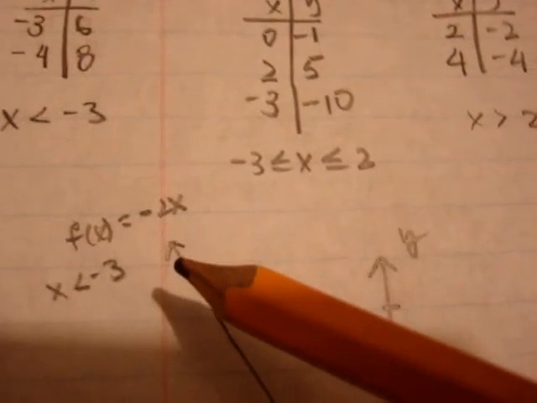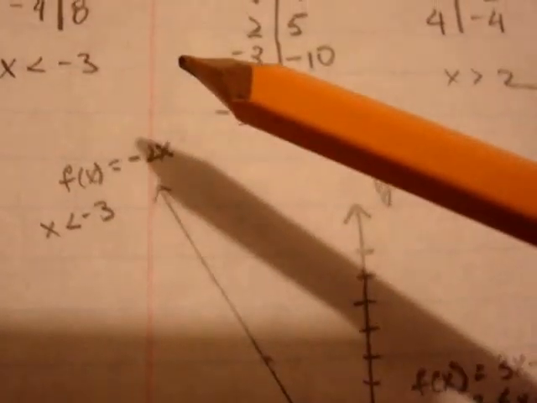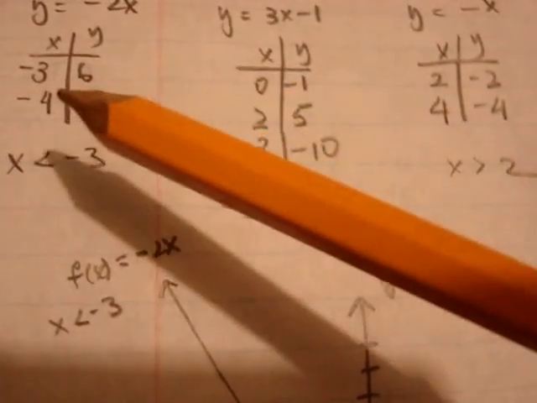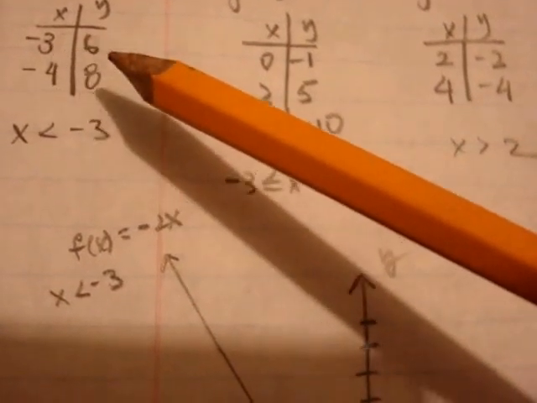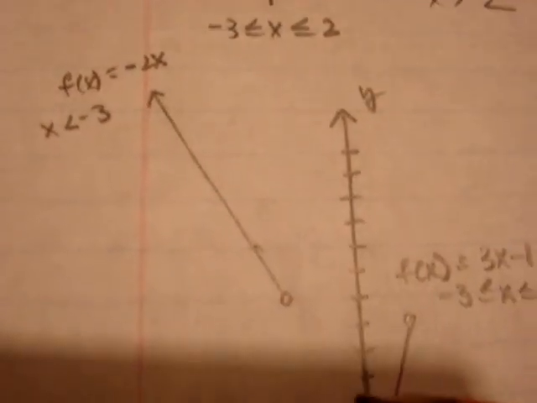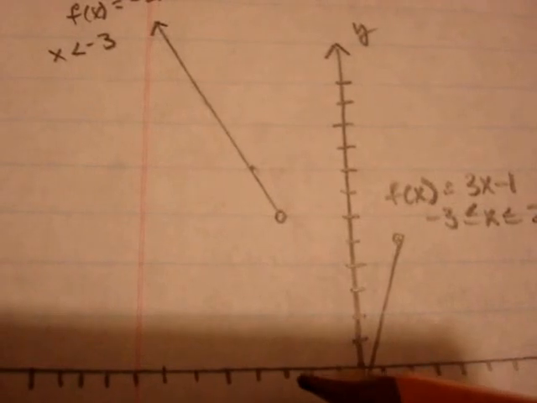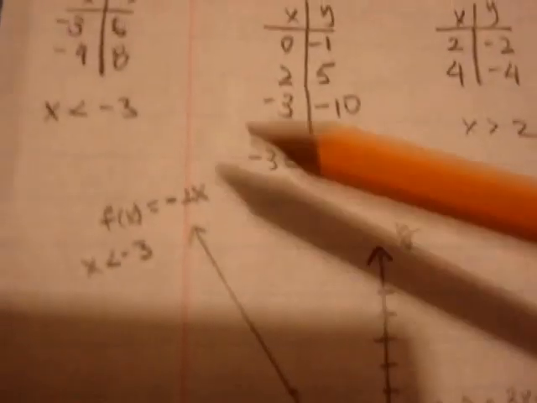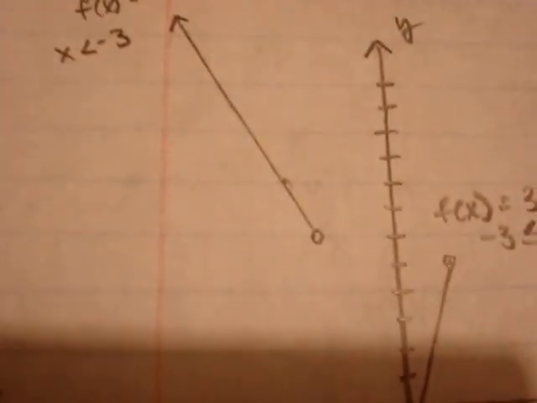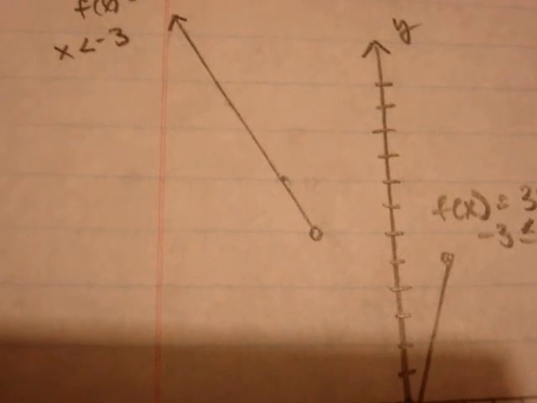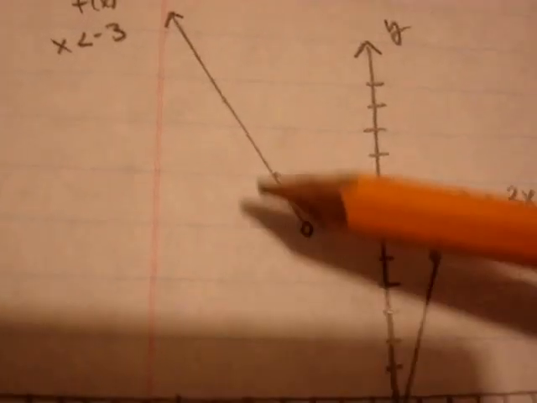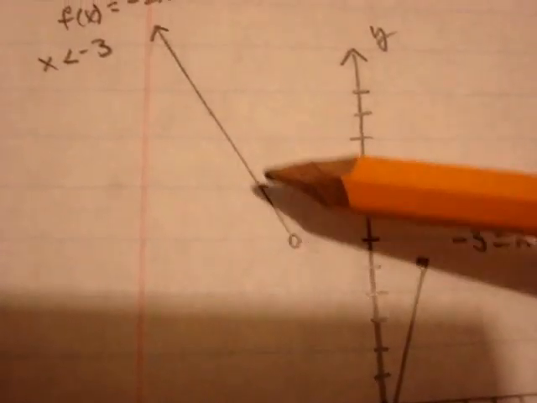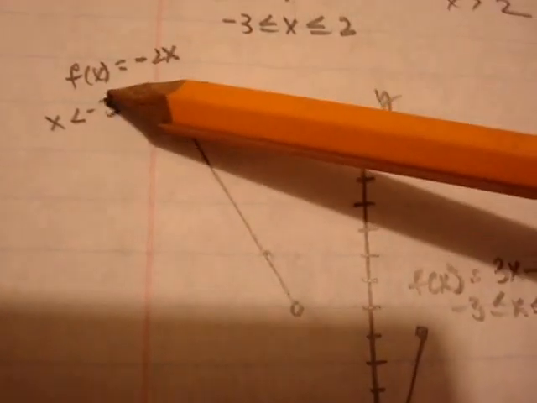So for this graph, the first point will be negative 3 and 6. So you go to negative 3 right here, and go up 6. Another point was negative 4 and 8. So you go to negative 4 and go up to 8 right here. And then draw the line like that because it's linear.